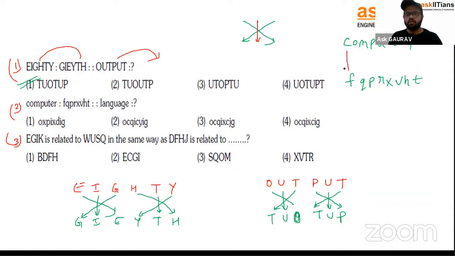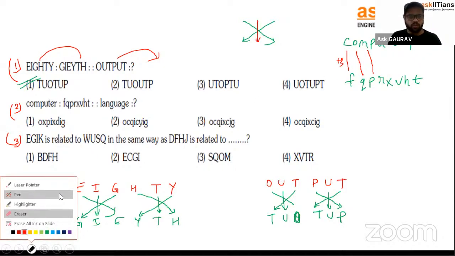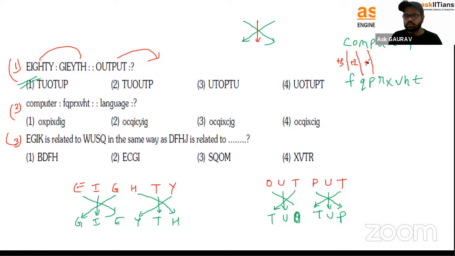Okay. From C to F, A, B, C, then D, E, F, basically plus 3. Then O, P, Q, plus 2. M, N, O, P, then 3. So a 3 2 3 2 pattern is being followed. Then plus 2, plus 3. P, Q, R, 2. U, V, W, X, 3. T, U, V, so 2. E, F, G, H, 3. S, T, plus 2, right? So plus 3, plus 2, plus 3, plus 2, that pattern is followed.